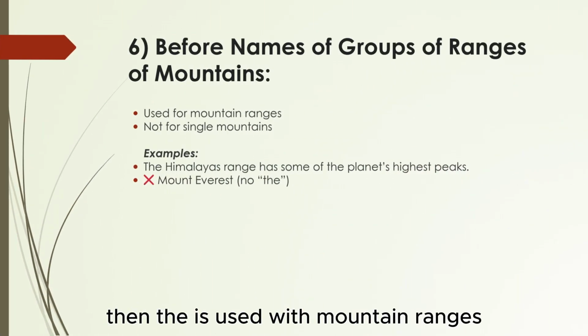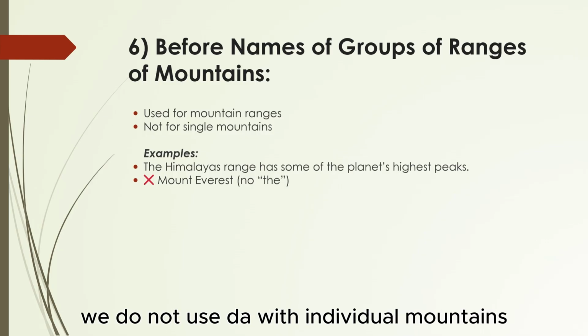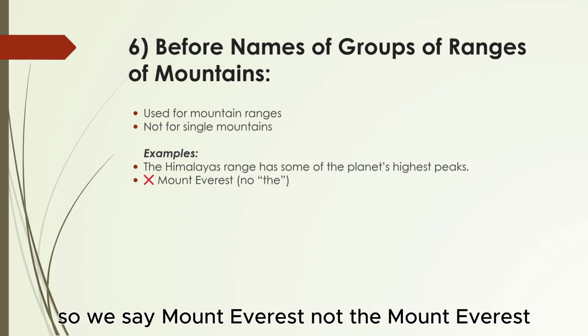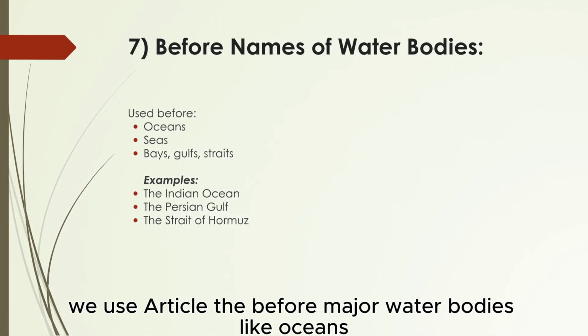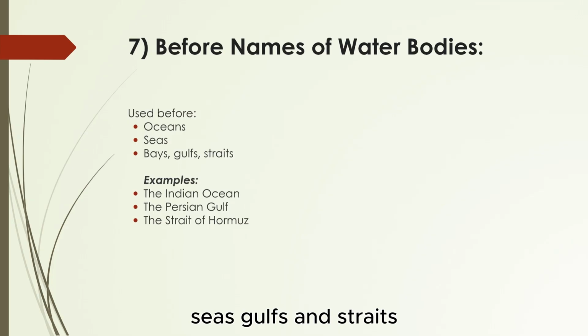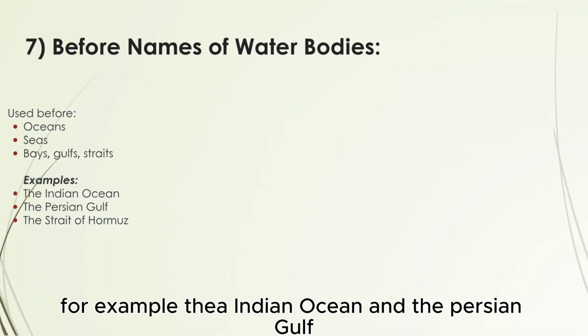Then the is used with mountain ranges such as the Himalayas. However, we do not use the with individual mountains, so we say Mount Everest, not the Mount Everest. We use article the before major water bodies like oceans, seas, gulfs, and straits. For example, the Indian Ocean and the Persian Gulf.